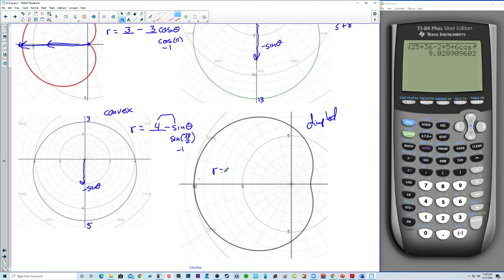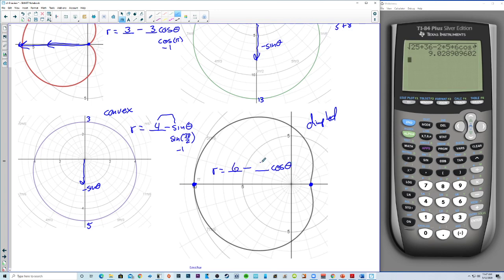We have r is equal to... the two values need to add to 10 and subtract to 2. So we have a number and minus a number, and then cosine of theta. Two numbers that add to 10 but subtract to 2. Isn't it going to be 6 and 4?